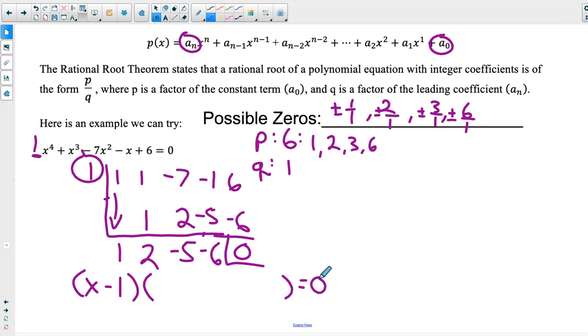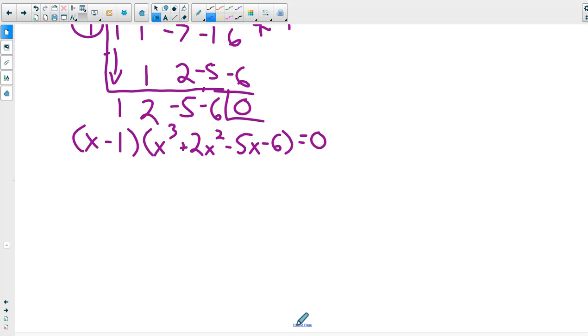What degree is this going to be? This is going to be x cubed. Good. So I got x cubed plus 2x squared minus 5x minus 6. Now I look, can I factor the x cubed plus 2x squared minus 5x minus 6 by grouping, by trinomials, greatest common factor? Can I do any of that? No. I can't. So you know what we do again?